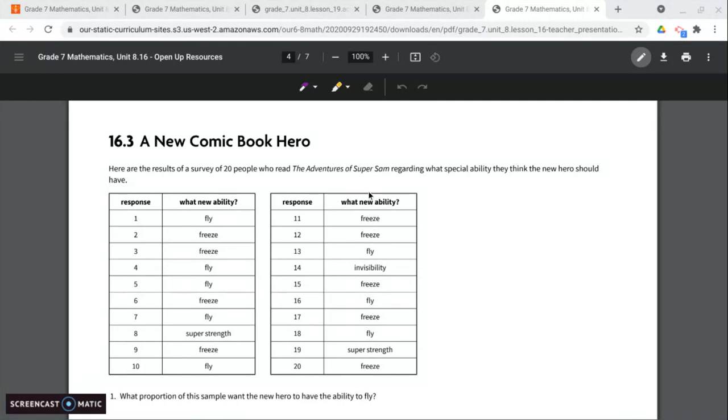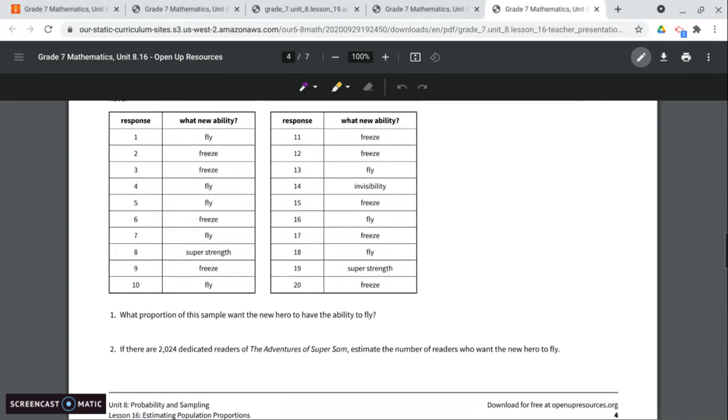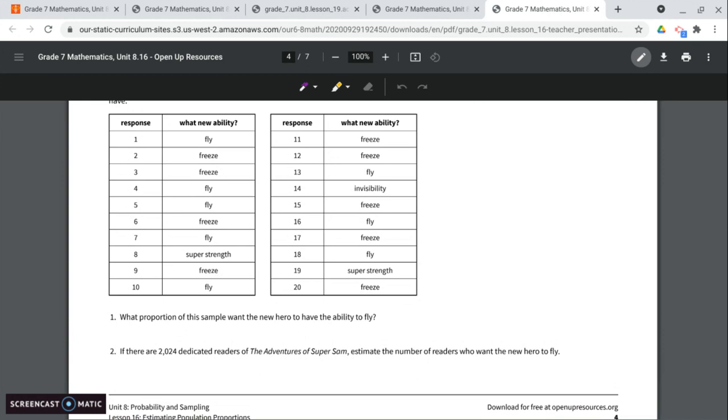Today we're looking at lesson 16, estimating population proportions. A new comic book hero. Here are the results of a survey of 20 people who read The Adventures of Super Sam regarding what special ability they think the new hero should have. What proportion of this sample want the new hero to have the ability to fly?